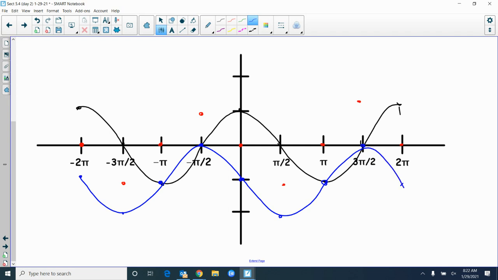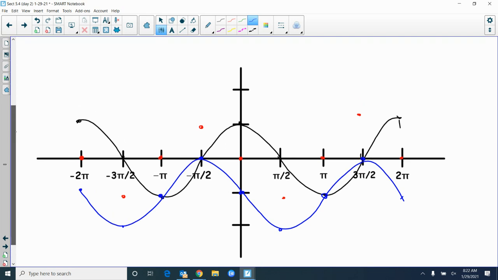It still has an amplitude of 1, but you think of the midline that cuts it in half, and then you go up, and then you go down 1. So that would be your final graph. Does that make sense? Hopefully. So it shifts to the left and moves down 1.